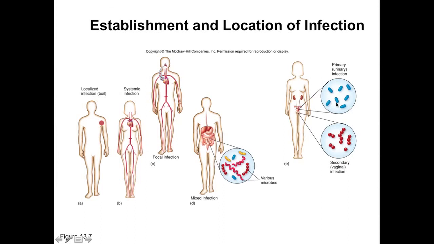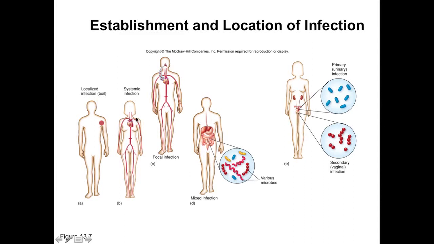So establishment and localization of infection. The simplest infection would be a localized infection, and that's where it just stays right in the area of entry, right at the portal of entry. These are things like pimples and boils, generally more mild, but there are some severe ones. Things like MRSA, for instance, can be a localized infection but can spread, and that's when it becomes problematic.